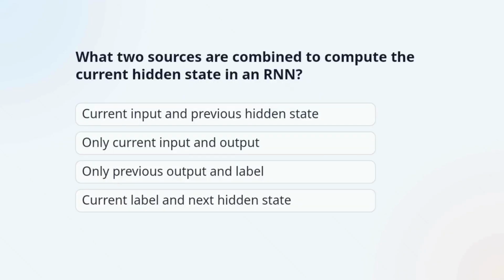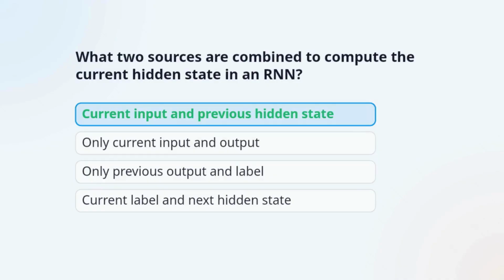Question 1. What two sources are combined to compute the current hidden state in an RNN? The correct answer is current input and previous hidden state. The hidden state in an RNN is built from present input plus memory from the previous step. That is how context is carried forward.